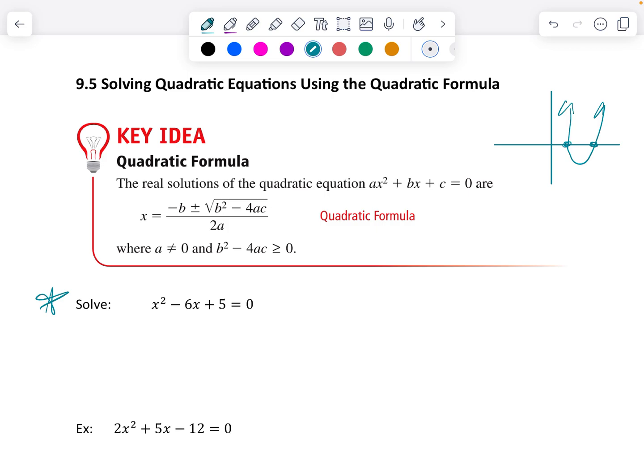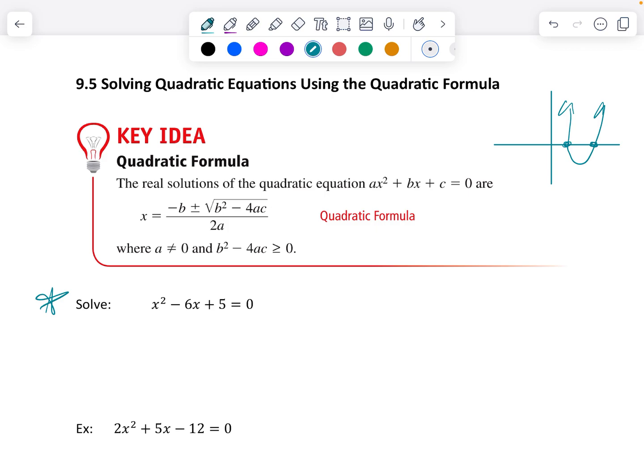The song goes, x equals opposite of b plus or minus the square root of b squared minus 4ac all over 2a. One more time. x equals opposite of b plus or minus the square root of b squared minus 4ac all over 2a.